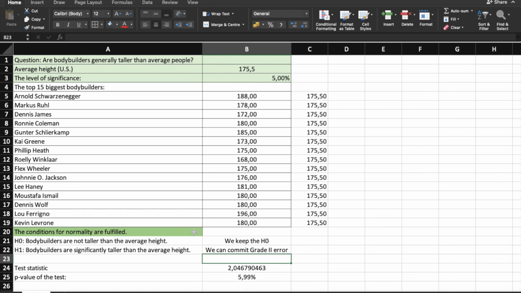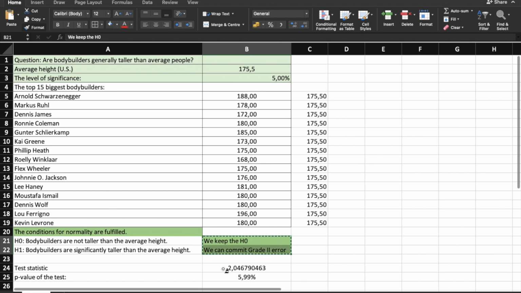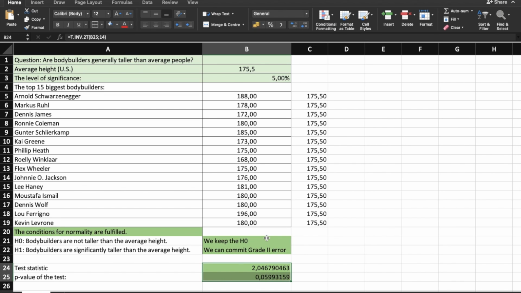And here we go. Let me highlight the results for you. Here we are, and we've successfully solved the exercise.